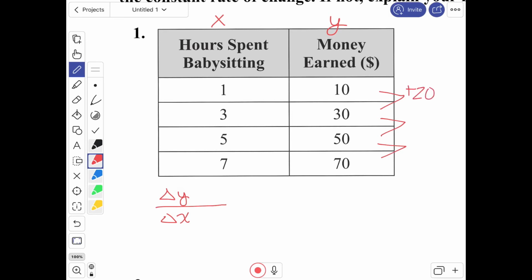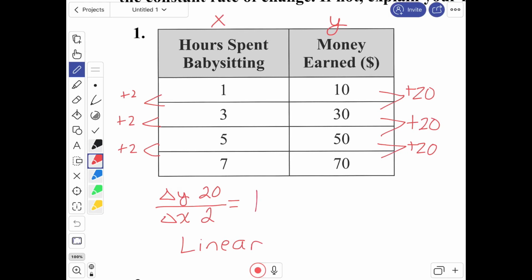So 10 minus 30 is plus 20. So each time it looks like we're increasing by plus 20. So the Y's are changing by 20. And every time it looks like the X's are changing by 2. So the X changed by 2. Since the amount was the same every time, I already know that this is linear. I need to simplify that. So it's an improper fraction. 20 divided by 2 makes 10.